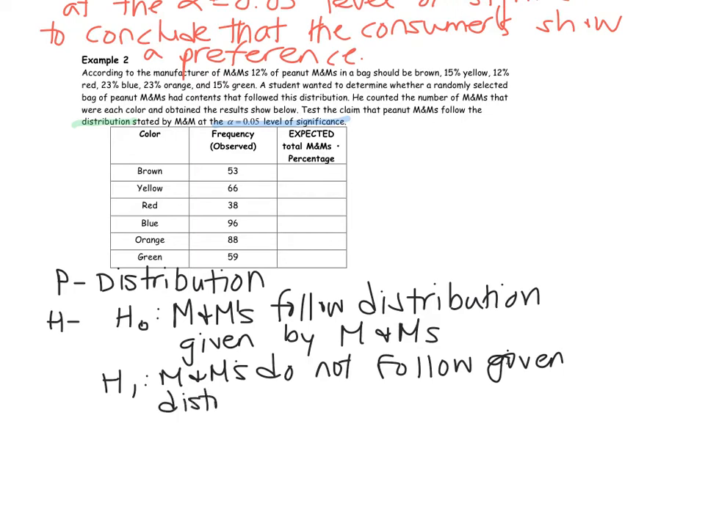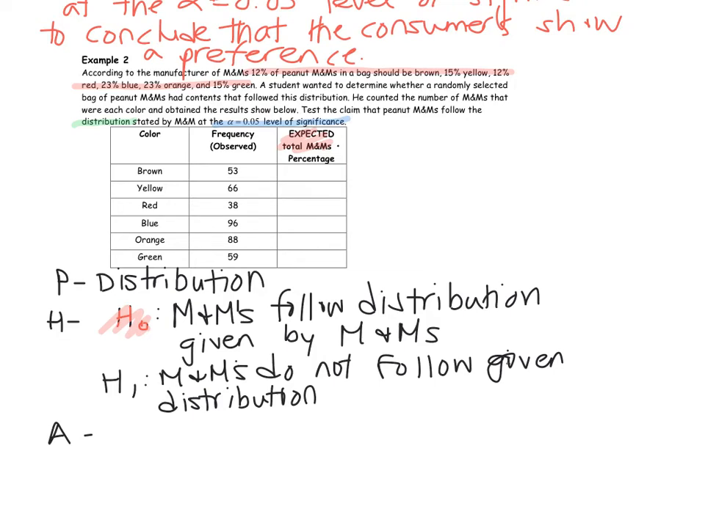Okay, good. So next up, phantom. A is the assumption. And we can't do the assumption yet until we calculate the expected values. Remember, the expected values come from the null hypothesis. So they're going to come from what M&M's has given us: 12%, 15%, 12%, 23%, and 15%. But it has to be percent of the total.